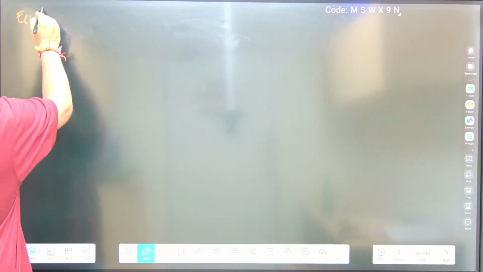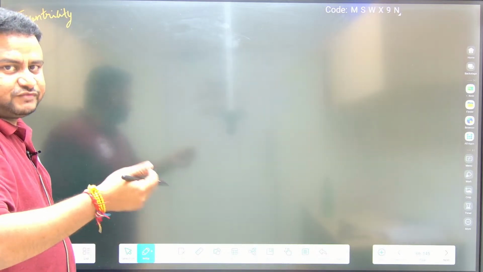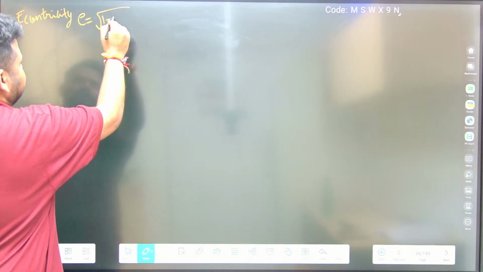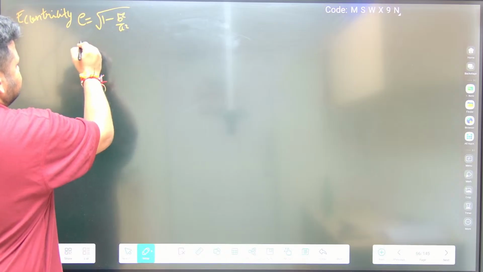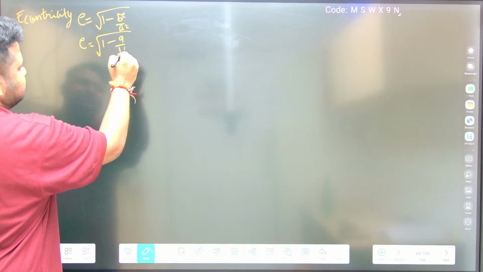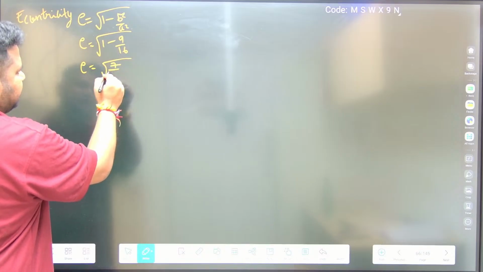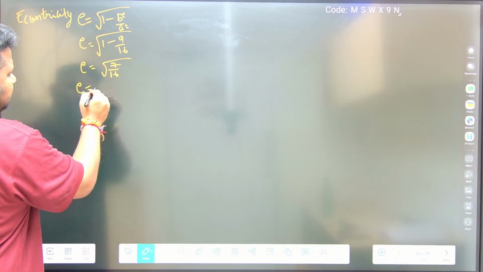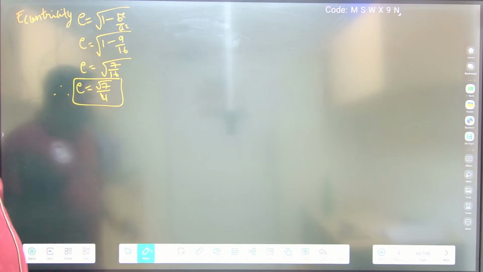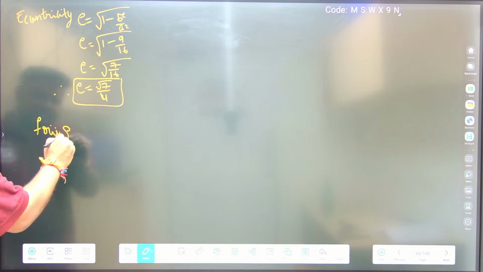Eccentricity e. No matter whether the center of the ellipse is at the origin or at some other point, eccentricity will remain the same. e is given by the formula square root of 1 minus b square by a square. b square is 9, a square is 16. So e is equal to square root of (16 minus 9) by 16, which is root 7 by 4. Therefore eccentricity is equal to root 7 by 4.